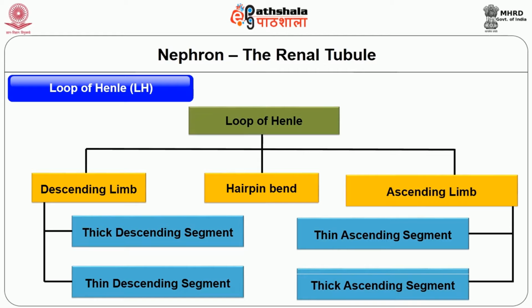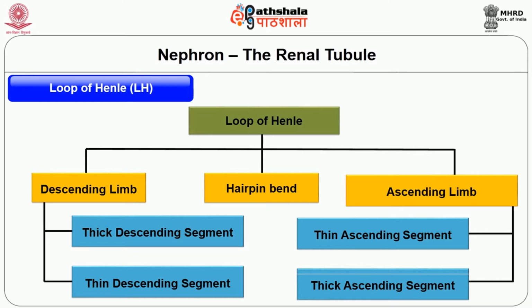The total length of the thin descending segment, hairpin bend and thin ascending segment of the loop of Henle is 10 millimeters to 15 millimeters and the diameter is 15 microns. The thin ascending segment is continued as the thick ascending segment. The thick ascending segment is about 9 millimeters long with a diameter of 30 microns. It is lined by cuboidal epithelial cells without brush border.